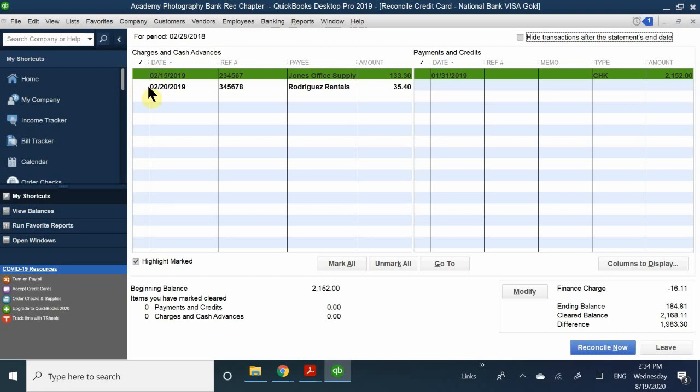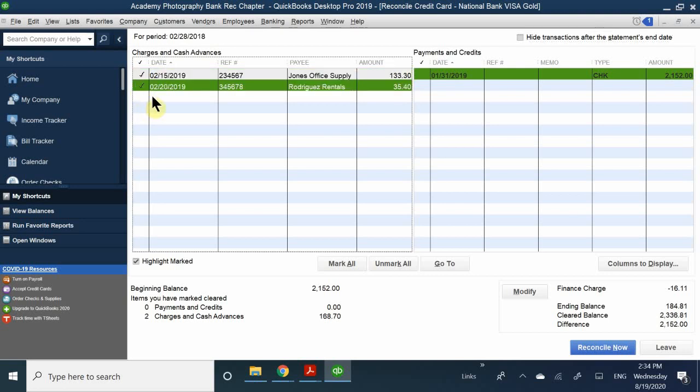Which one is true? Or what appears on your credit card statement that appears here in QuickBooks? Let's see what they both are. All of them? Yeah. All two of them. Okay. Don't forget we also have this side over here on how many payments we made. Okay, there's 21.52. Yep, that's what it says in the book.